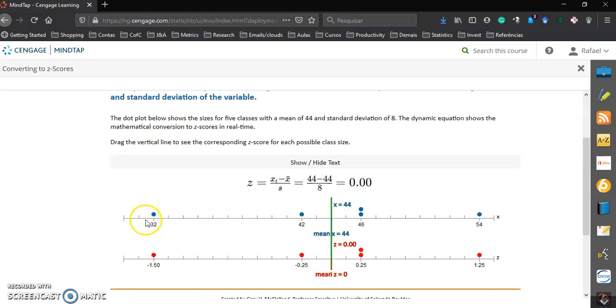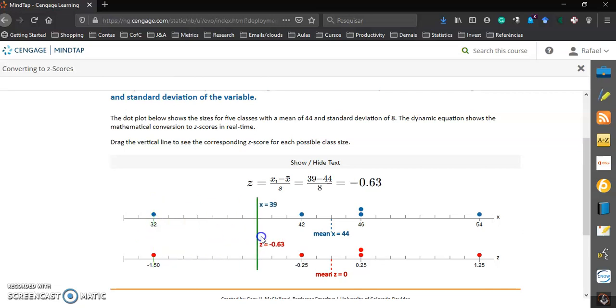Again, you see, we have a class of 32 students, a class of 42, two classes of 46, and one class of 54. Let's start looking at the class that has, you see, I'm moving this bar and going down in values of 0.25 standard deviations. So for a class of 32, how much did I deviate from the mean? I deviated 1.5 negative, which means below the mean, because this 32 is way below the mean.